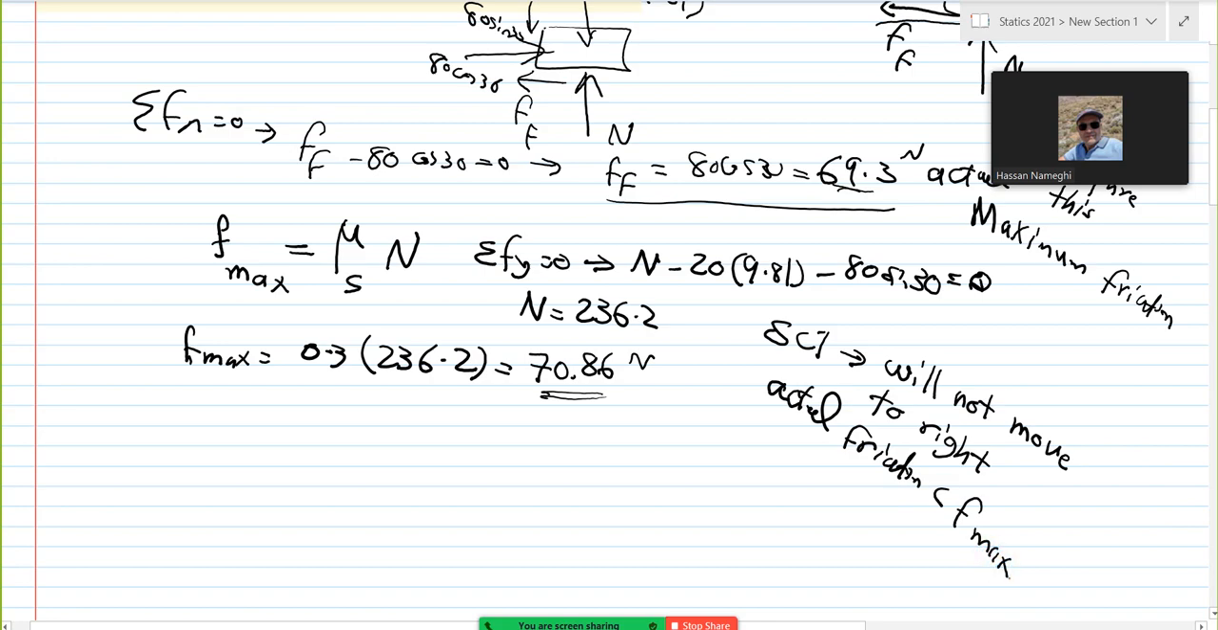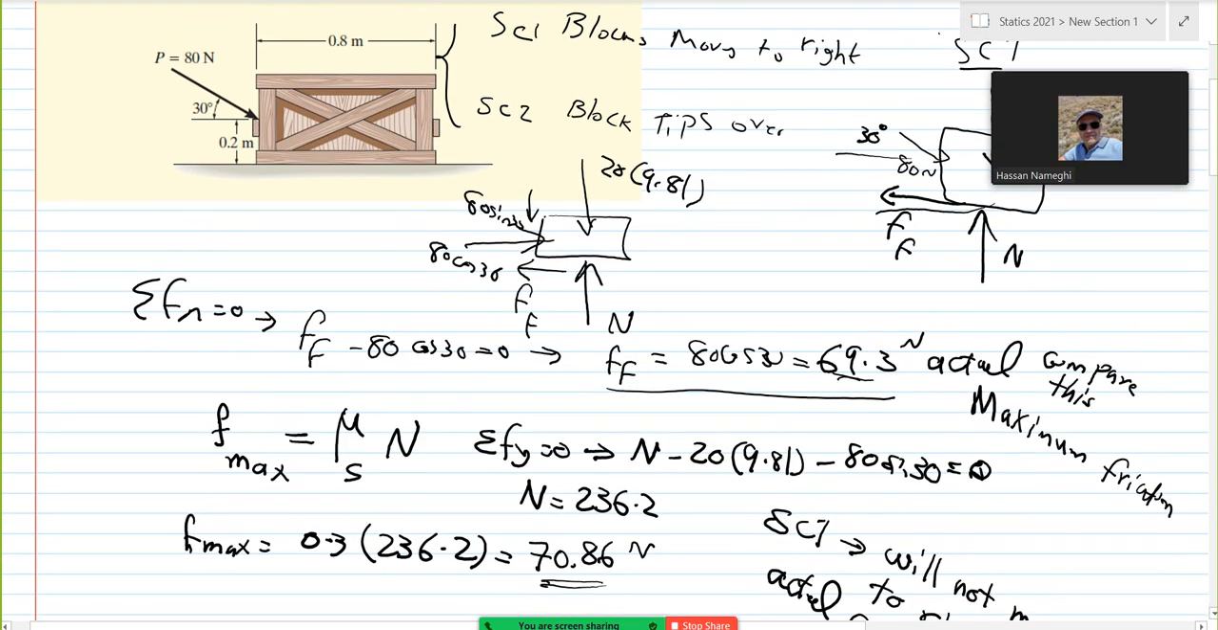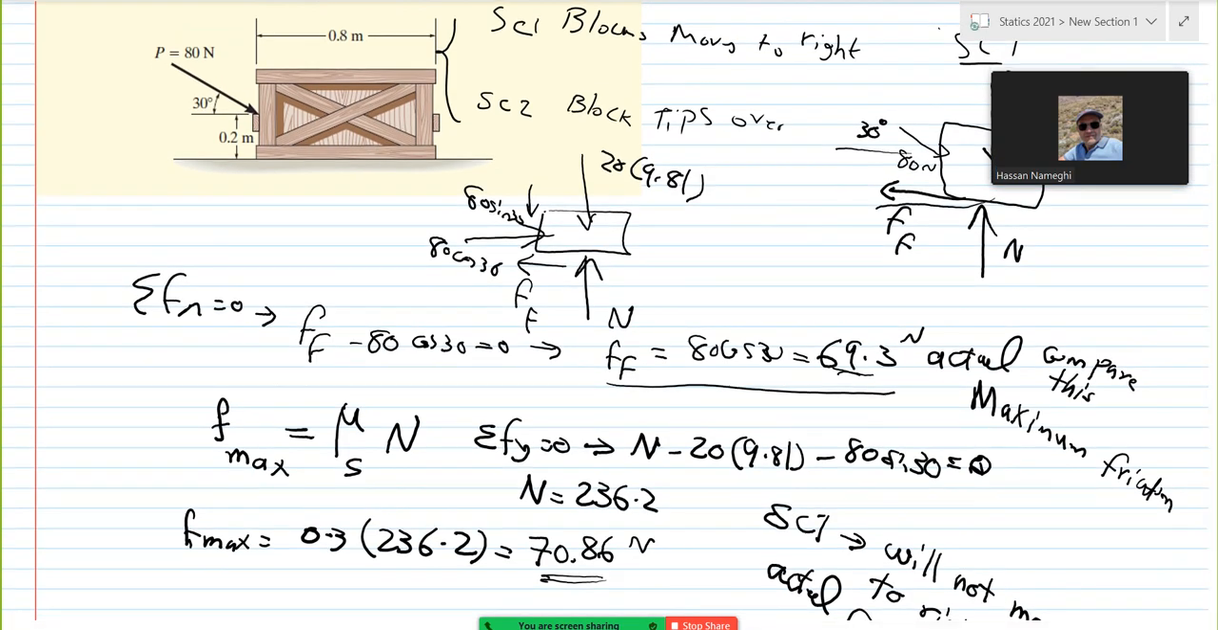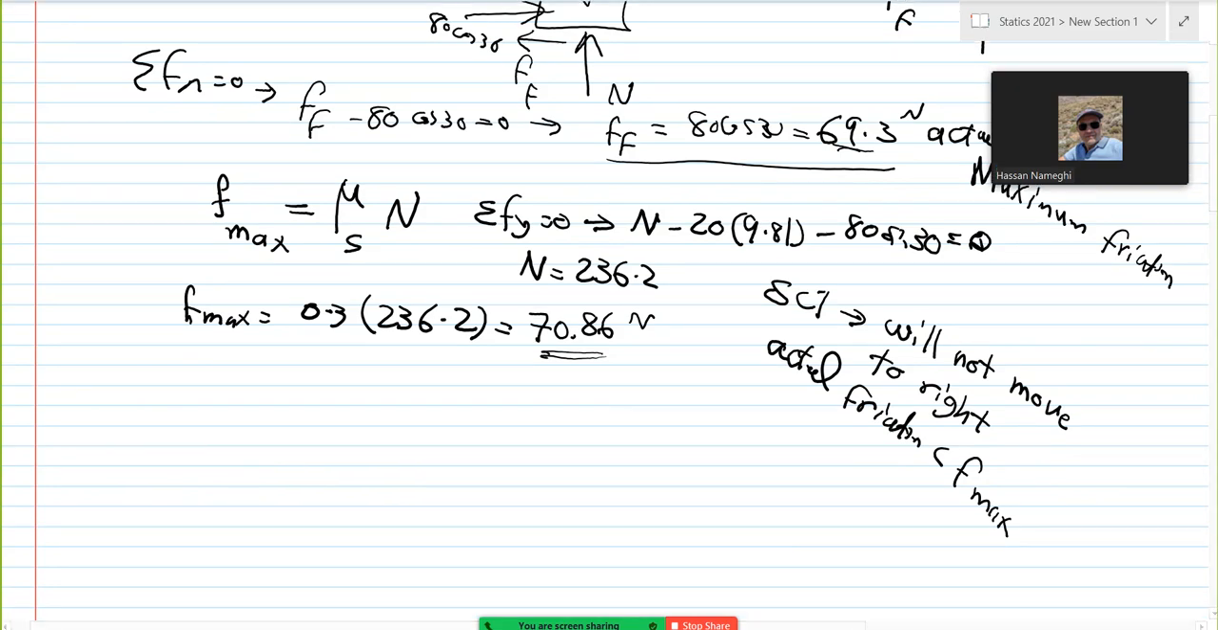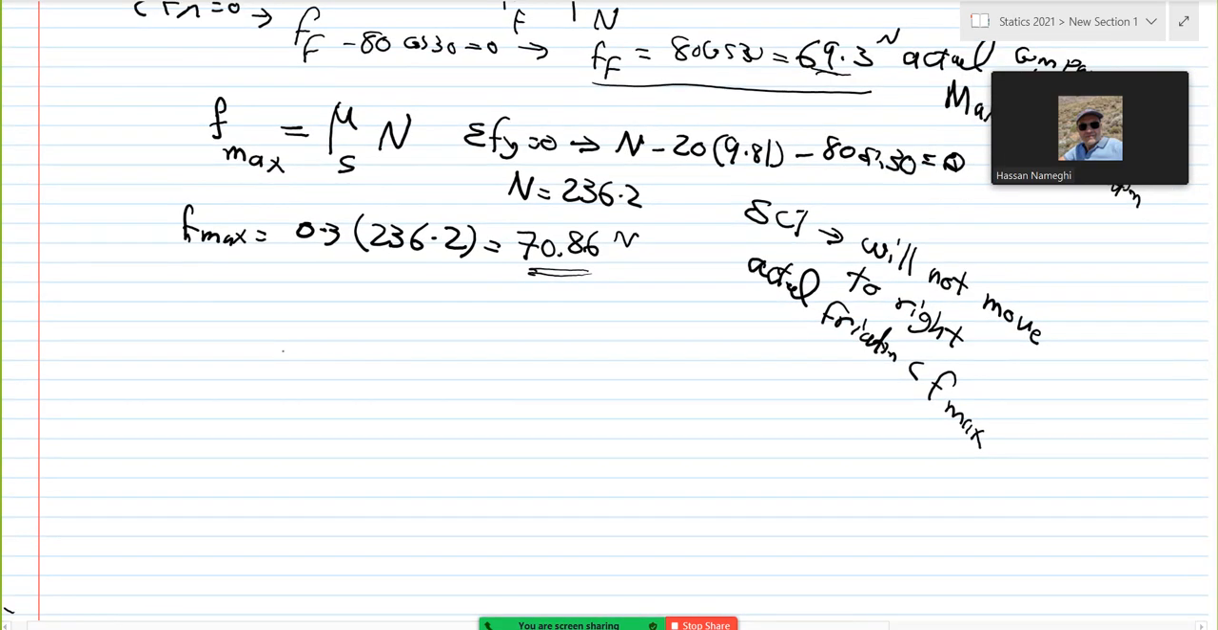So I need to work on scenario 2. Scenario 2 is about tip over. Tip over is about distances, right? In this case, you can see I have a distance of 0.2 to the floor, and a distance of 0.8 on the other side. So if that block wants to tip over, I'm going to exaggerate a little bit on the shape. It's going to look something like this. Remember, I'm exaggerating, it's not going to be this much. So this guy will go like this.